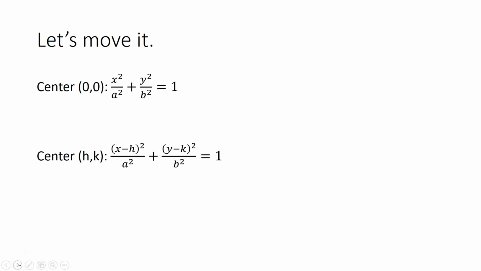Okay. So now let's see what's going to happen. We're going to move these ellipses. So if the center is at 0, 0, we've seen this equation a lot now. x squared over a squared plus y squared over b squared equals 1. If we move the center to (h, k), just like we did with a parabola, it's going to move right h units, and up or down k units, right? So (x minus h) squared over a squared plus (y minus k) squared over b squared, still just equal to 1.